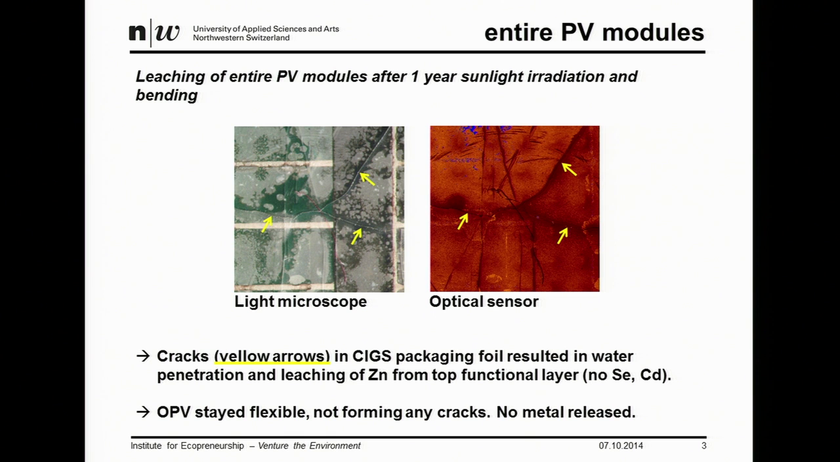So to sum up, what we know so far is that OPV really seems to be a safe product and no danger to the environment, whereas from CIGS cells, some metals might be a problem to the environment in the worst case scenario. Poster number 10 if you want to have some further details. Thank you.